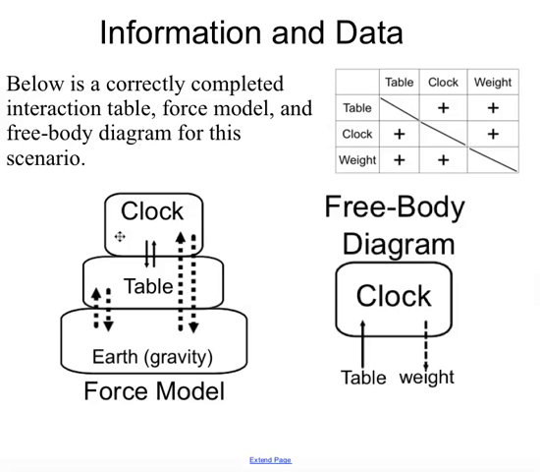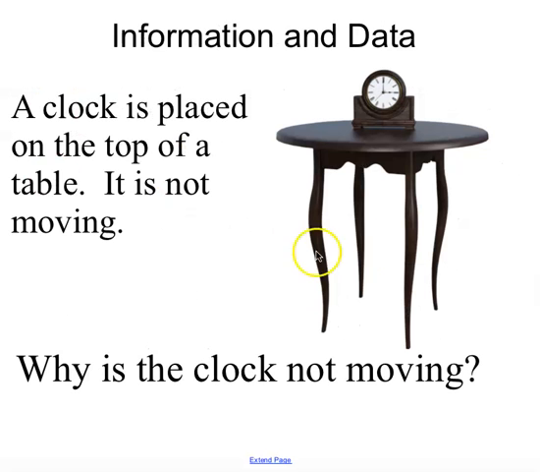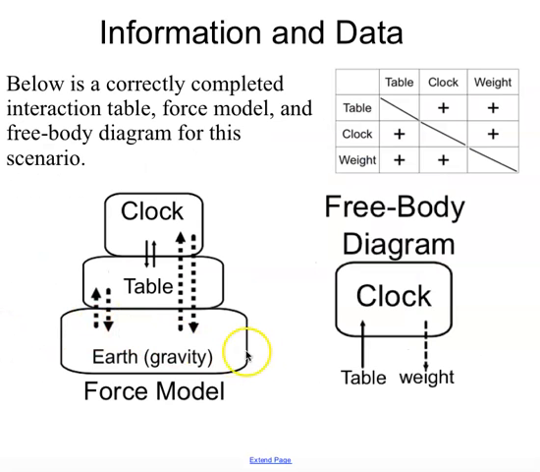But there's also one very important detail that you see here in your evidence. Where don't you see arrows? If we know that the clock is not going to move up and down because the table is pushing up with the same amount of force that the Earth is pulling down, why is it not moving sideways? Well, again, if you look at the evidence, you also want to include the fact that according to the free body diagram, there are no horizontal forces acting on the clock.